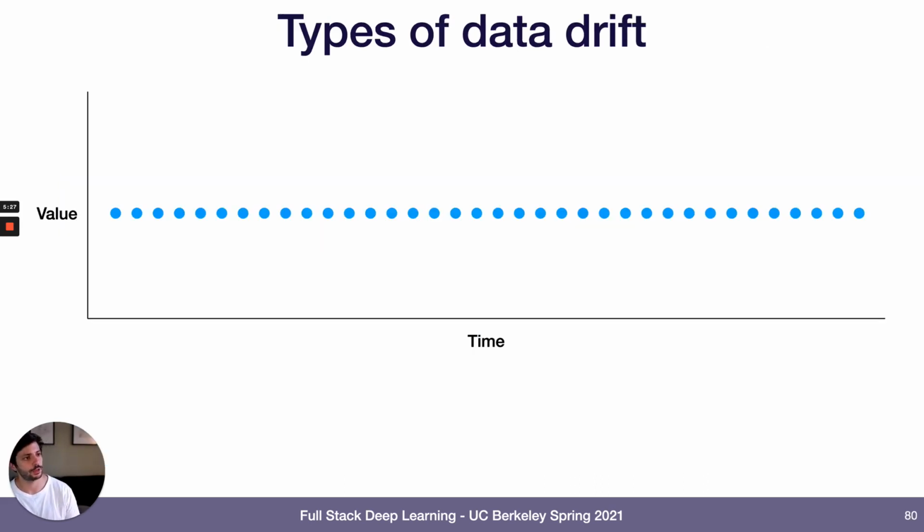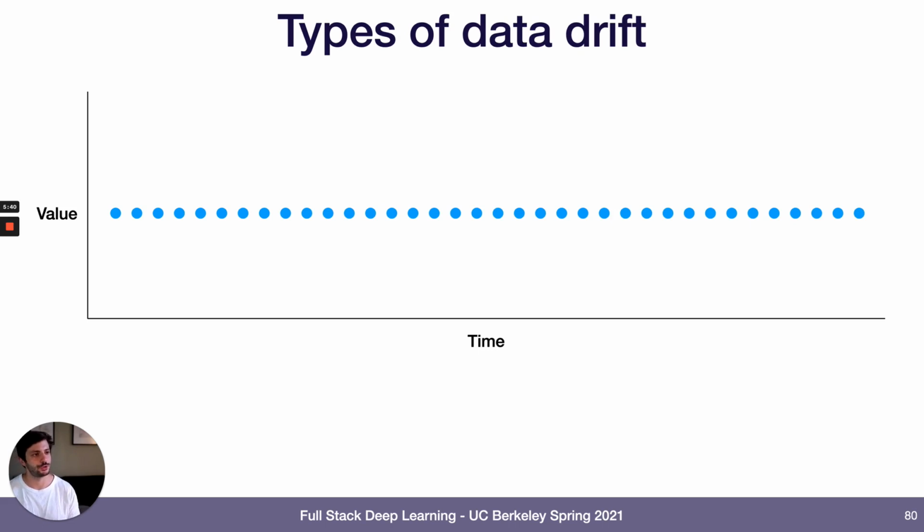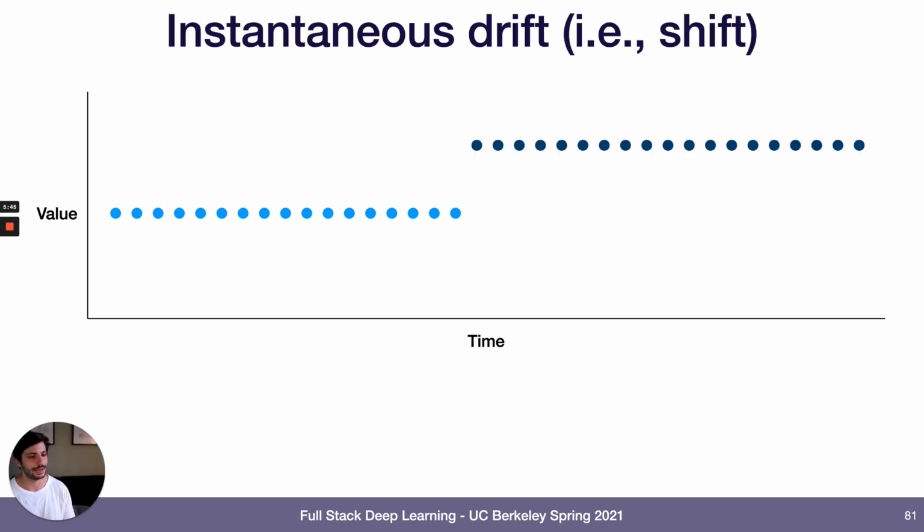So if this is the time series of our data points, where the value of that data point is on the y-axis and time is on the x-axis, then there's a few different types of changes that this data distribution can take that are worth being aware of at a high level. One is instantaneous drift, and you'll also see this called distribution shift, where all of a sudden the distribution changes.